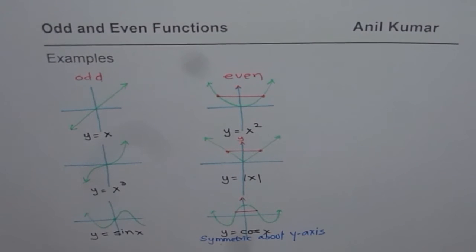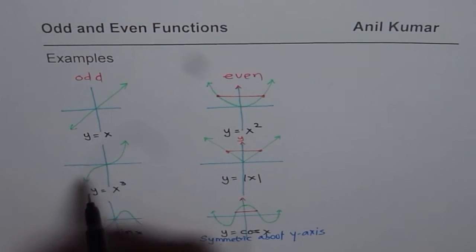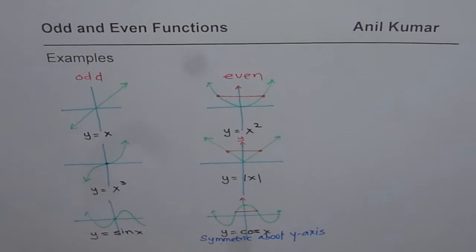Okay. How about the odd functions? What kind of symmetry do you find here? The symmetry here is a point symmetry. So basically you'll say it is a rotational symmetry. The graph of an odd function has rotational symmetry about the origin. So here the symmetry is rotational symmetry.